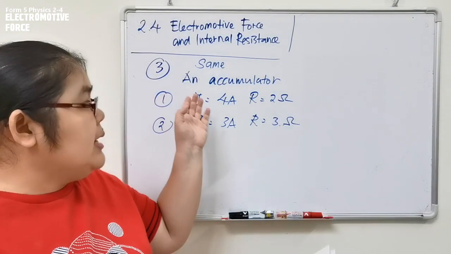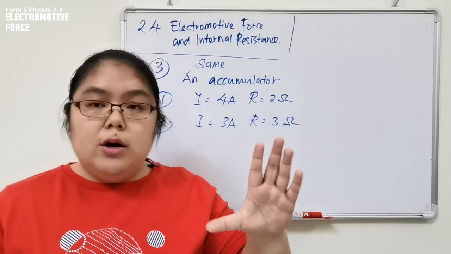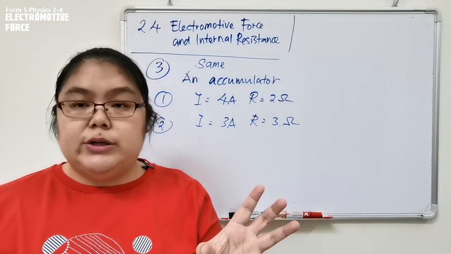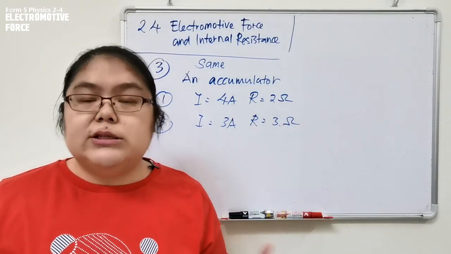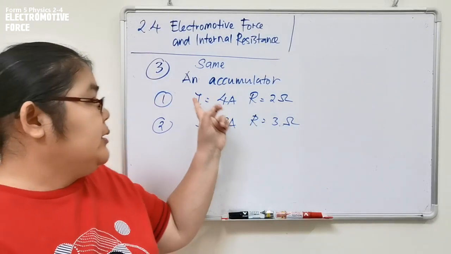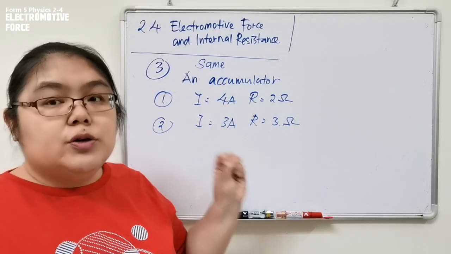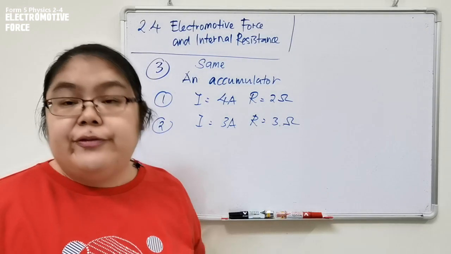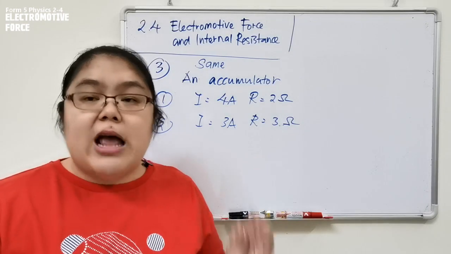So from here they say same accumulator. That means with the same accumulator, we can measure the current and also the resistance. In this situation, in the first round, I do the measurement: I produce 4 ampere and 2 ohm. Now they say, using the same accumulator again, I want to measure a second time with a different thing.